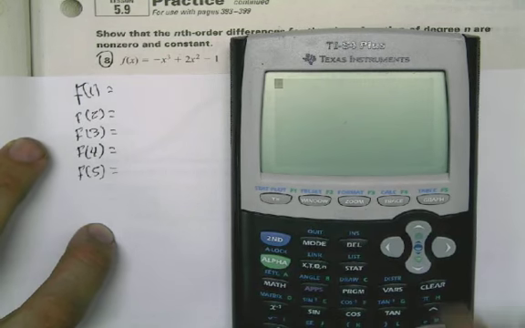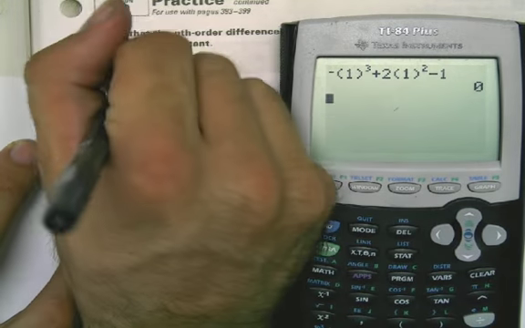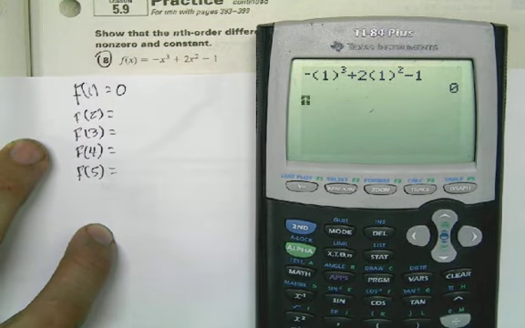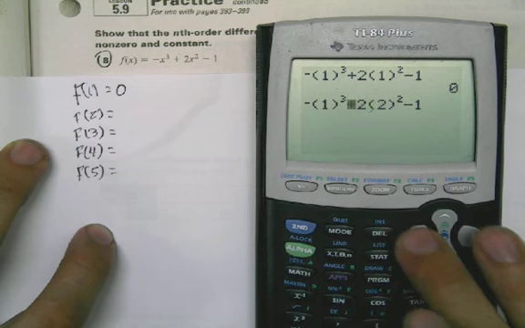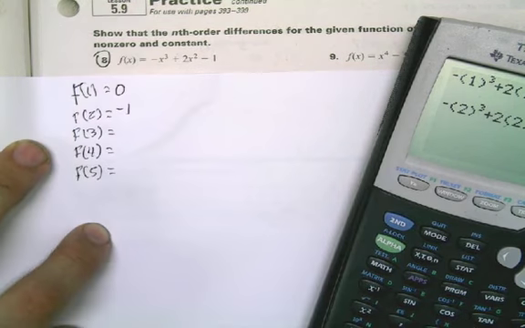I press on, and I'm going to type in the first one: negative parentheses 1 cubed plus 2 times 1 squared minus 1. And I press enter, and I get 0. F of 1 is 0. Now, this is nice because I can say second enter, and it all comes back again, and I'm just going to replace it with a 2 and a 2. Press enter, we get negative 1.